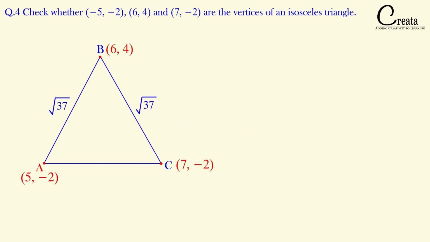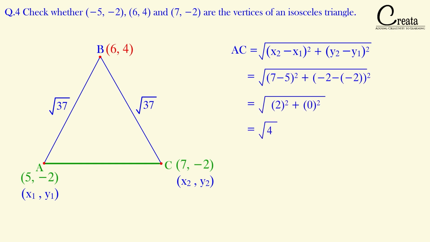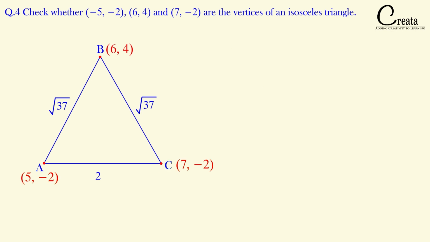Let's move further and try to find the distance AC. Here let's assume x1, y1 as (5, -2) and x2, y2 as (7, -2). Okay, we will use our distance formula. Let's put the values. On solving, we got AC as 2 units. Got it? So we got the three sides of this triangle: AB as root of 37, BC as root of 37 and AC as 2 units.